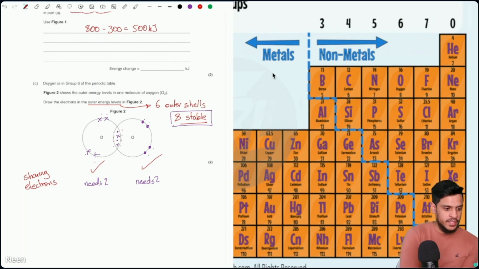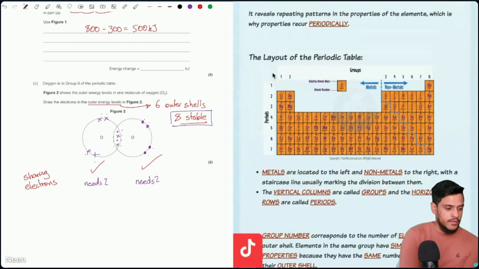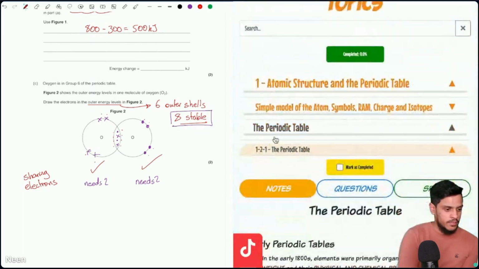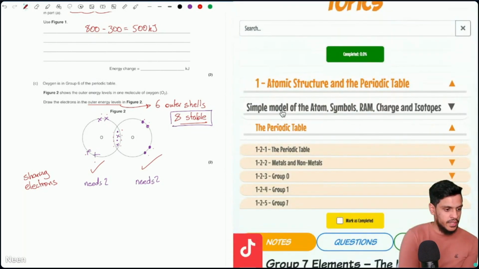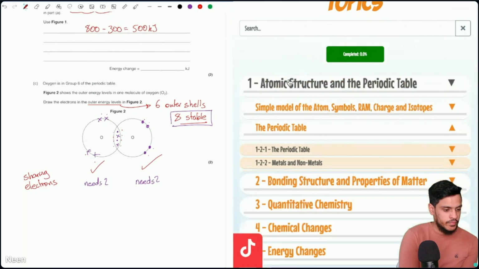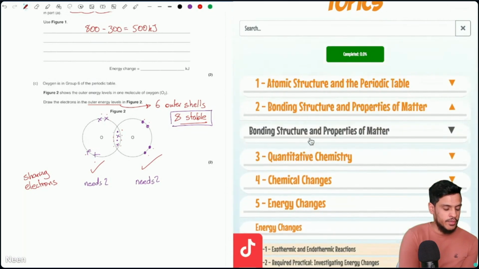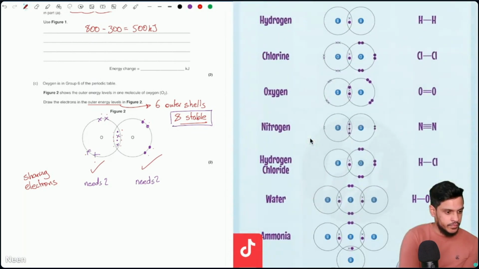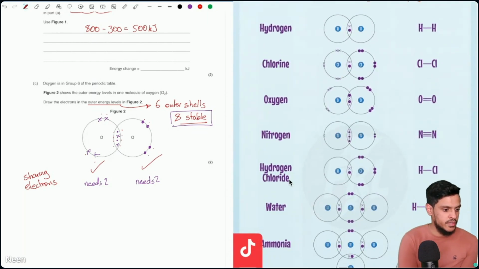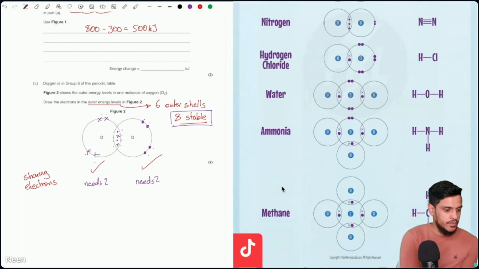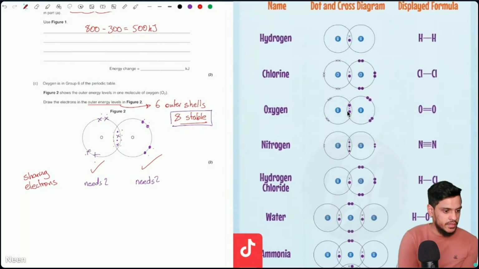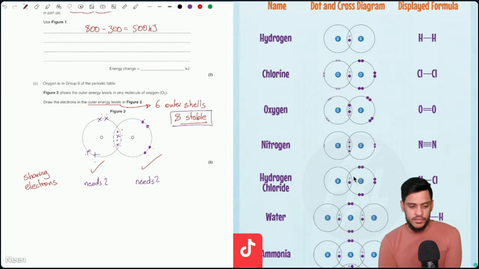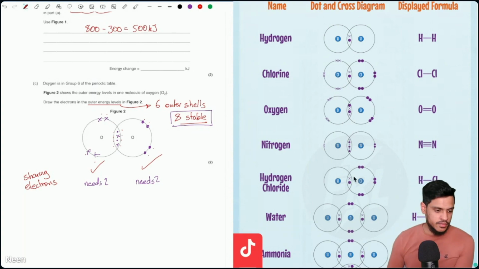So you can double check this in the notes here, because we've got most of the common ones that come up in exams. Got a full list here. So hydrogen, chlorine, oxygen, nitrogen, hydrogen chloride, water, ammonia and methane. That's oxygen right there. These are the ones that come up most often. So you could either learn how to do it, or you could just memorize all the ones in the notes. Either way is fine.